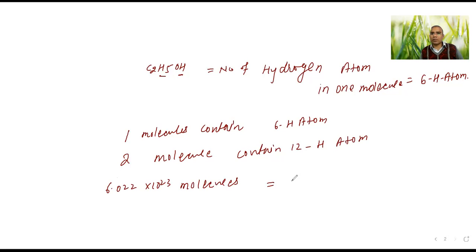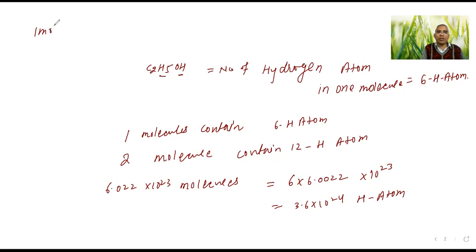Multiply 6 by 6.022 times 10 to the power 23. So 10 power 23, how much is coming? 3.6 into 10 power 24 H atoms are coming. And if you are talking about one mole of molecules, 1 mole of molecule is equal to how much? 6.022 into 10 power 23 molecules.